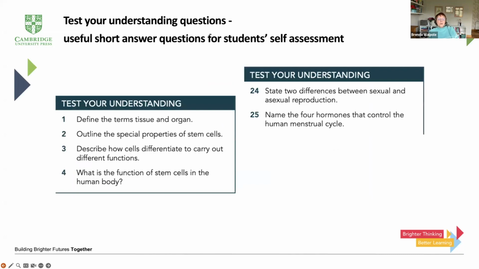Test your understanding questions. These are threaded throughout every chapter. They're short one-answer or short-answer questions, just so that students can check as they're reading that they've picked up the main points that are covered in the chapter. Here are just a few from a couple of different chapters, and you get the idea of the kind of thing. Outline special properties of stem cells, name 4 hormones that you would find in the menstrual cycle, for example.